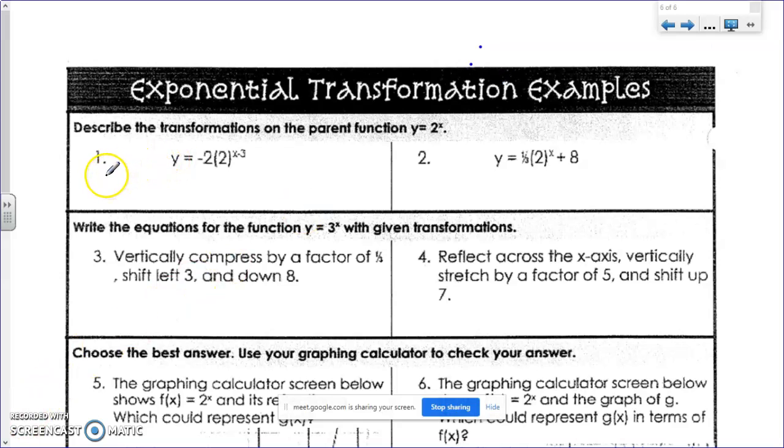The negative is a reflect. And realize some teachers will make you say reflect over the x-axis. As you get to pre-cal, you may be reflecting over the x, or you could reflect over the y. This 2 tells me I am stretching by 2. And then minus 3 tells me it is right 3.